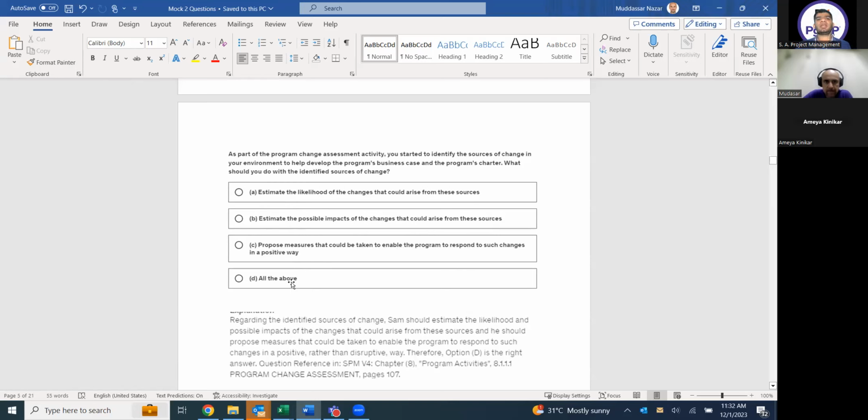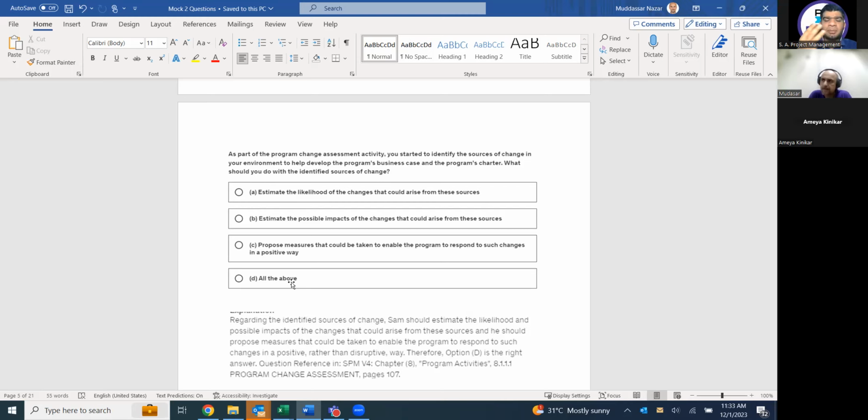You see here, the understanding is that we are doing change assessment. Change assessment is in the program formulation phase, right? You started to identify the sources of change in your environment. In other words, I can say that this is a risk. So whenever I identify any risk, what will I do? I will document the risk in the risk register. Then I will analyze the risk. Then I will make the risk response strategy.